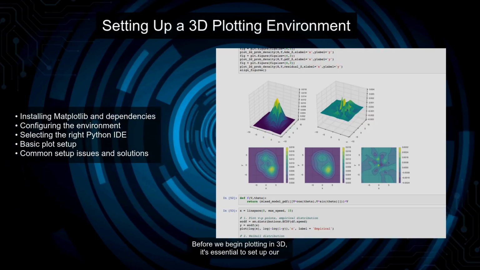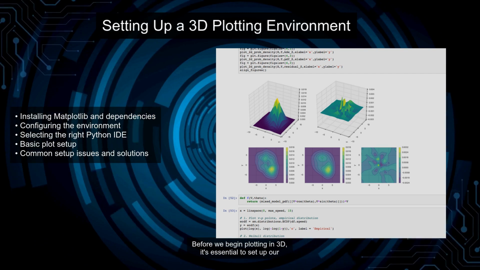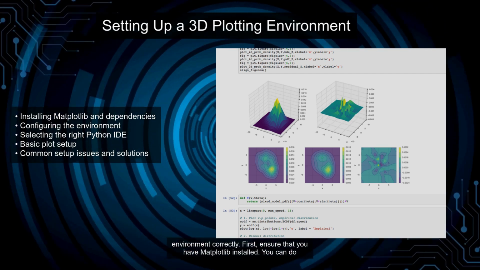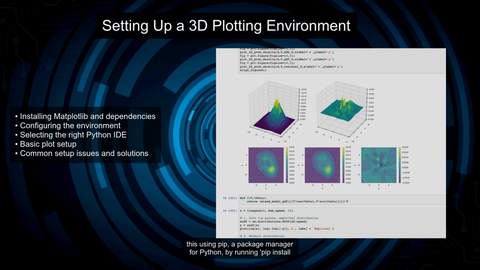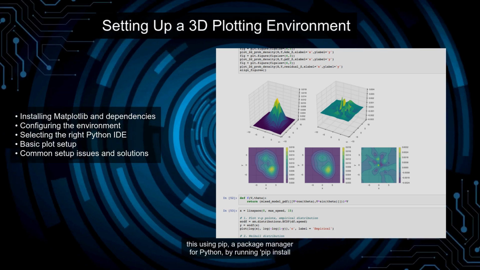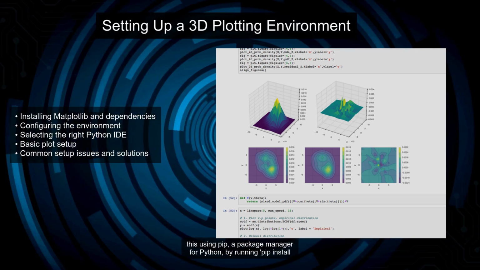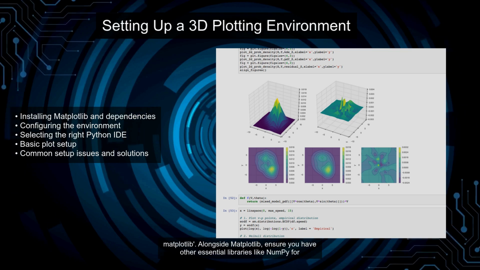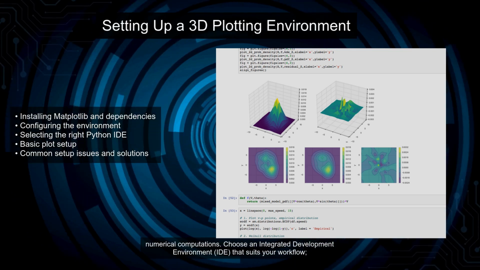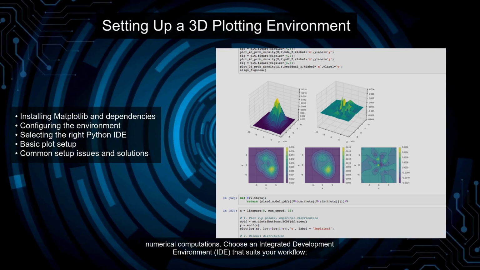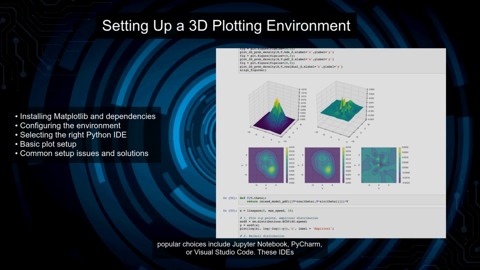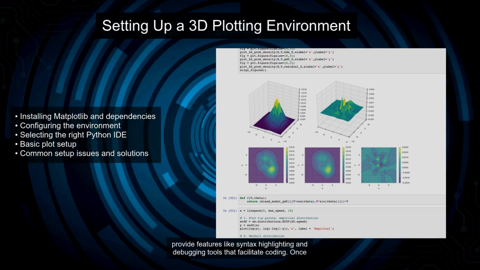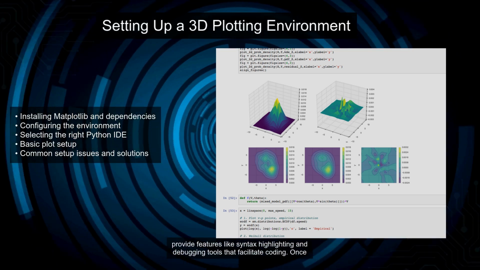Before we begin plotting in 3D, it's essential to set up our environment correctly. First, ensure that you have Matplotlib installed. You can do this using pip, a package manager for Python, by running pip install matplotlib. Alongside Matplotlib, ensure you have other essential libraries like NumPy for numerical computations. Choose an integrated development environment, IDE, that suits your workflow. Popular choices include Jupyter Notebook, PyCharm, or Visual Studio Code. These IDEs provide features like syntax highlighting and debugging tools that facilitate coding.